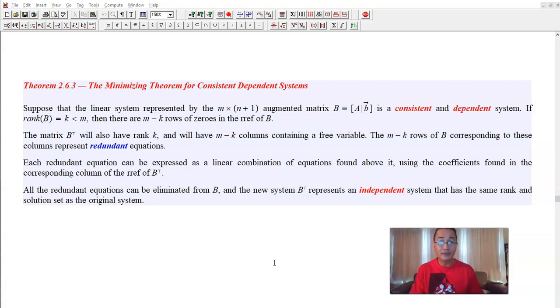All of these redundant equations can be eliminated from B. And so we have fewer equations, but the new system B prime is now independent. It will not have a row of zeros in the REF. It will have the same rank as the original matrix, and the solution set of that shorter system will be the same as the solution set of the original system.